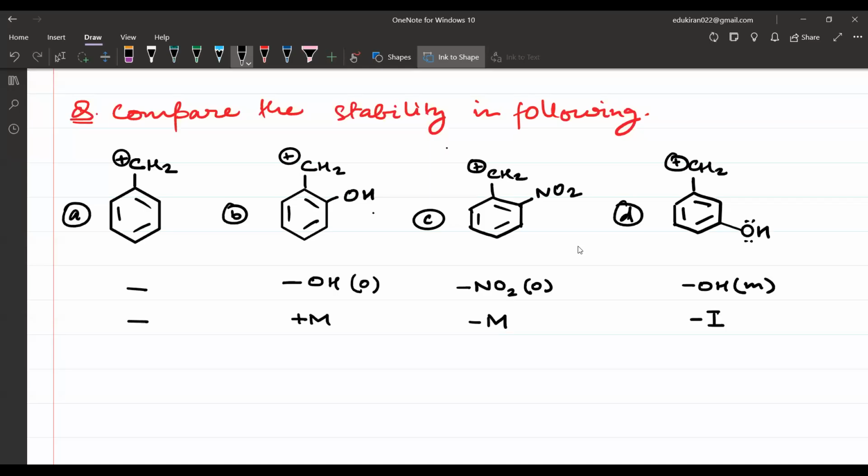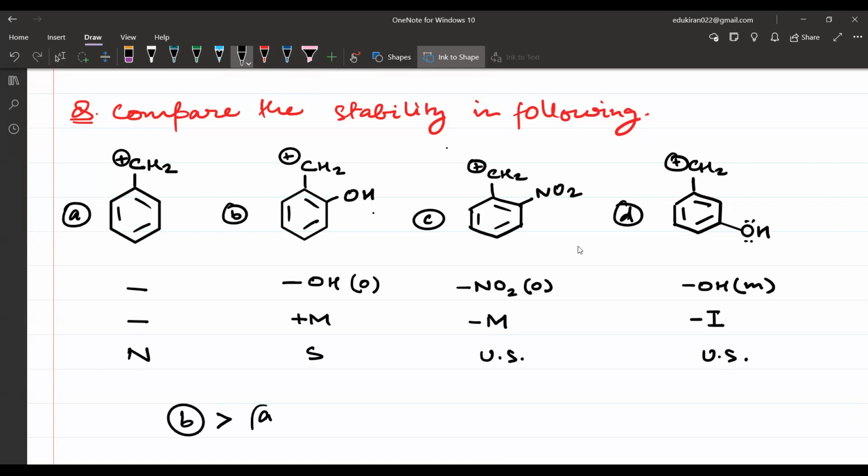Tell me, guys. If you have positive charge, does it require electron? No, it does not require electron. Which will be stabilizing? Plus M stabilizing होगा? It requires electron, so plus M is going to be stabilizing. Minus M is going to be unstabilizing, and minus I also is going to be unstabilizing. ठीक है? And this is neutral. तो सबसे ज्यादा stable कौन होगा? B is the most stable.